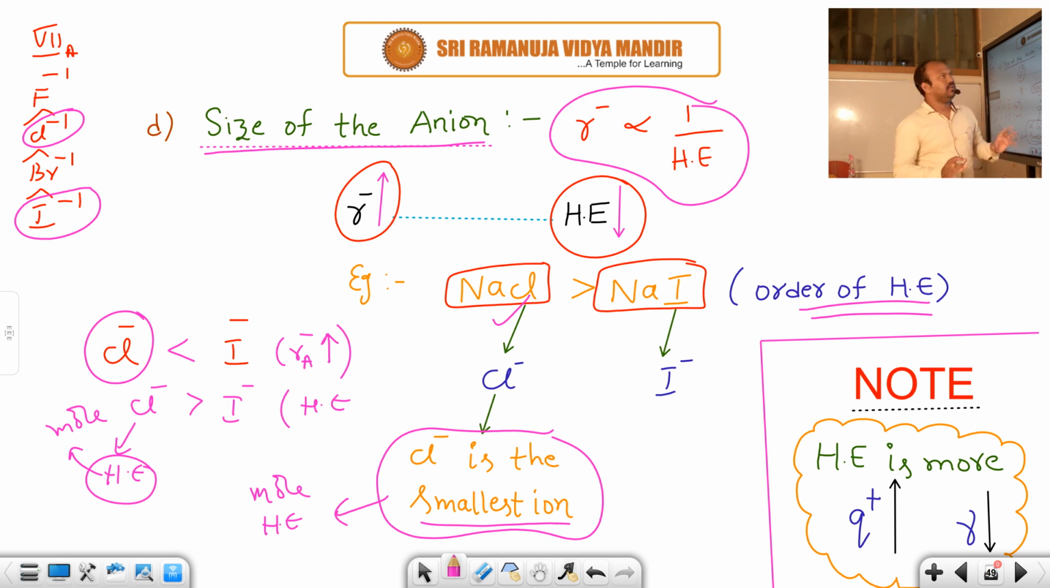Which factors affect the hydration energy values? First one, charge on the cation and charge on the anion. Hydration energy is directly proportional to the charge of the cation and the charge of the anion, and it is inversely proportional to the size of the cation and the size of the anion. Of course, the radius of the cation and the radius of the anion.